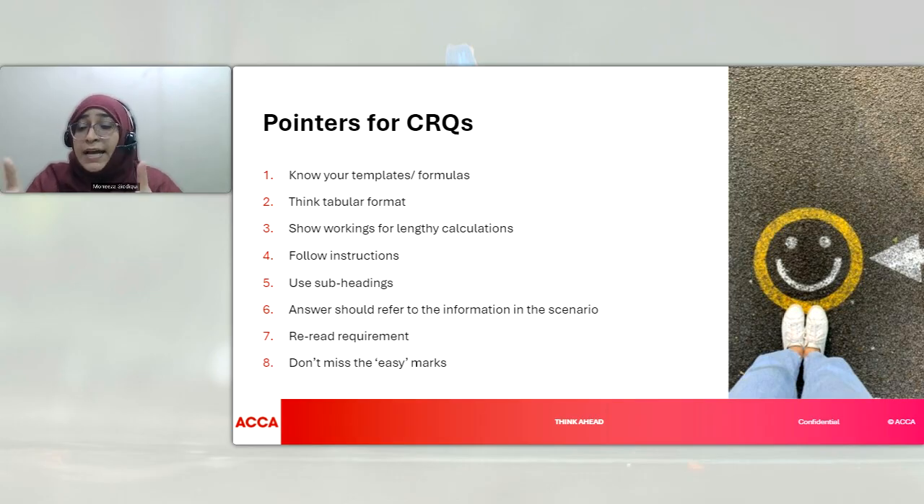Okay? And do not miss the easy marks. So, for example, if you've been given a requirement that says, compare the performance of these 3 products and recommend which product the company should continue making. A lot of candidates tend to go for the comparison, but they miss out on the easy mark, which is making the recommendation. So don't do that. And that is where, again, rereading the requirement will make sure that you have covered all the aspects.